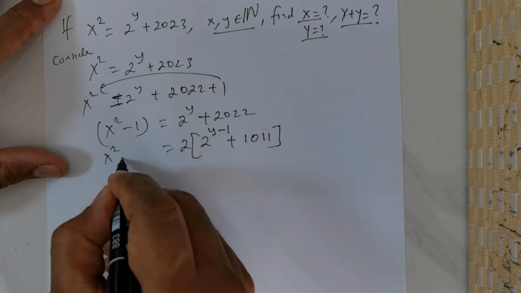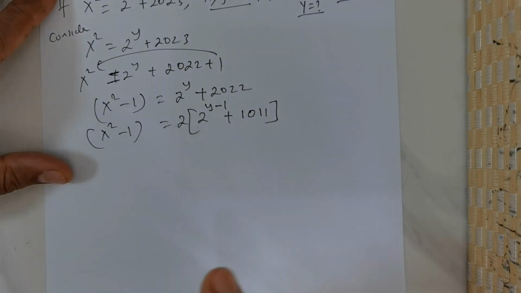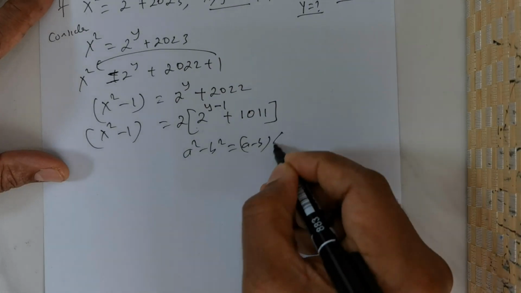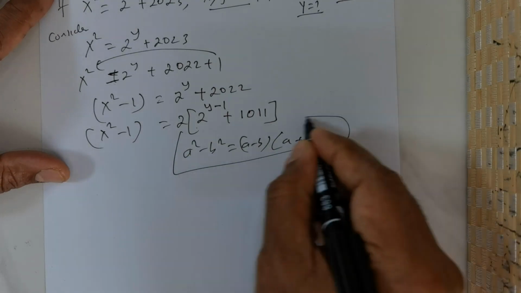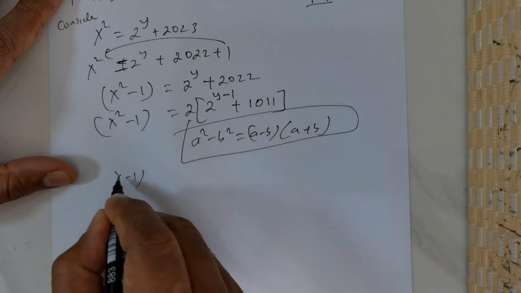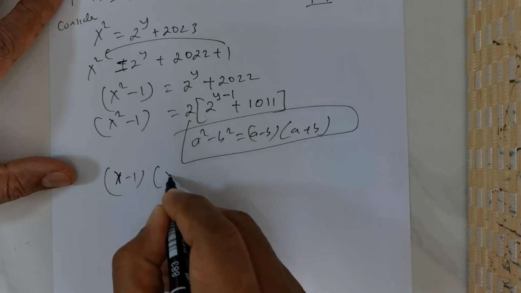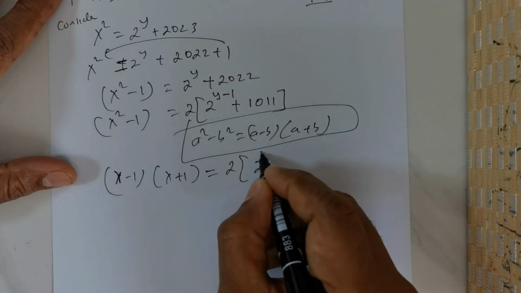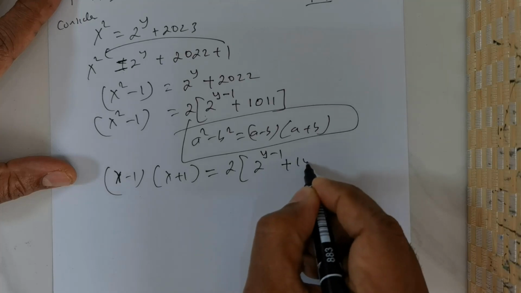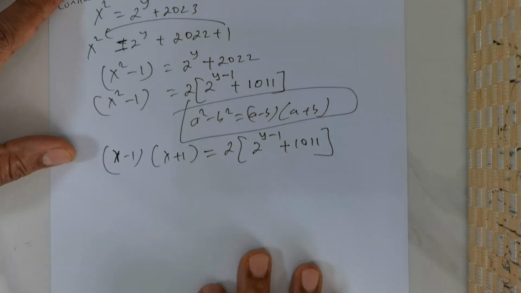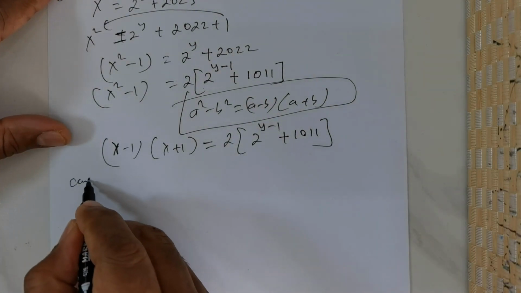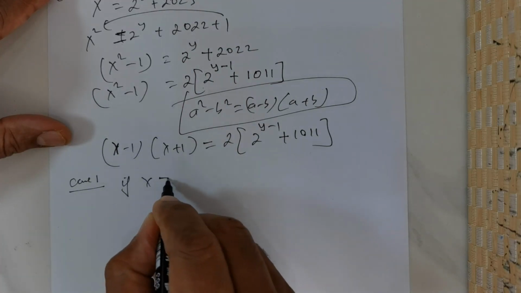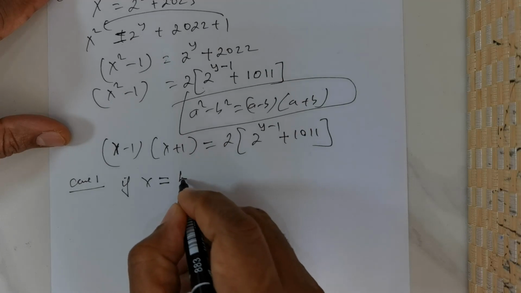On the left you have x squared minus 1. Now we know that a squared minus b squared is a minus b multiplied with a plus b. So this is x minus 1 multiplied with x plus 1, which is equal to 2 times 2 raised to the power of y minus 1 plus 1011. Now we need to look into 2 cases. Case 1, if x is an even number.